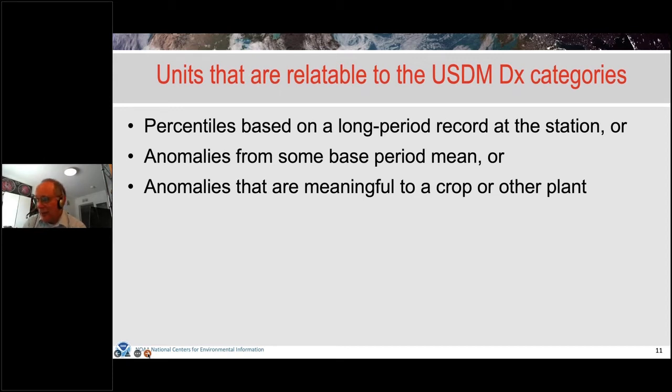If that's not available, then anomalies that are meaningful to a crop or other plant. If the soil moisture is not sufficient to meet the crop's needs or the plant's needs, then that tells us that you probably have a drought problem. So we need to be careful. We really need to be cognizant of what the units are that are used to depict the soil moisture data. Next slide, please.